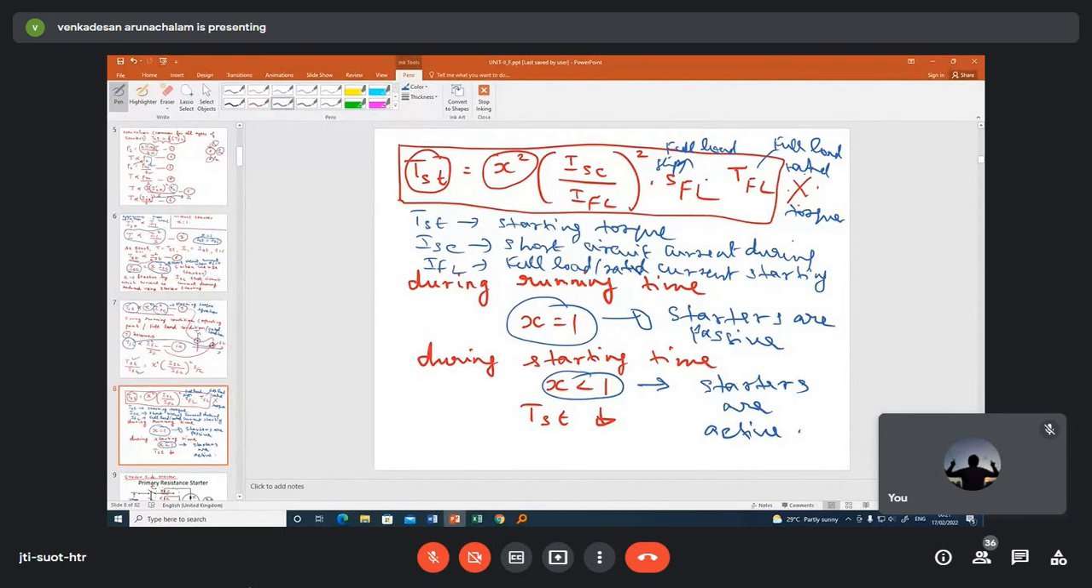Because if the machine does not have any starting torque, the machine will not start at all. Every machine should have some starting torque. But when we add a starter during starting time, the starting torque is reduced. It can be reduced to a smaller extent, but it cannot be reduced to a larger extent. If it is reduced to a very large extent, the machine will not start at all. That can be understood using this relationship. So this equation is applicable for any type of starter. Next class, we will see different types of starters.